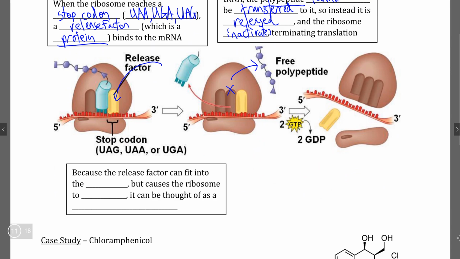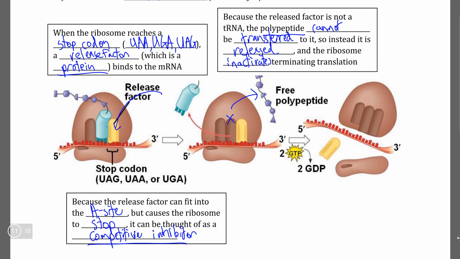Now, in terms of how the release factor actually works, we've seen examples of chemicals that are like it. The release factor can fit into the A site, but because it causes the ribosome to stop functioning, we can technically think of the release factor the same way that we think of a competitive inhibitor. And remember that a competitive inhibitor is a chemical that can fit into the active site of the enzyme but does not cause the enzyme to undergo catalysis, and therefore blocks the enzyme from functioning, which is exactly what the release factor does. It's just that this enzyme inhibitor serves a distinct purpose, because we can't keep translating indefinitely, since each protein and each gene is only a finite length.